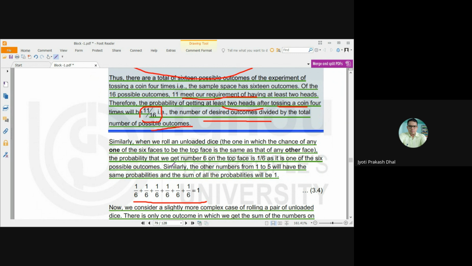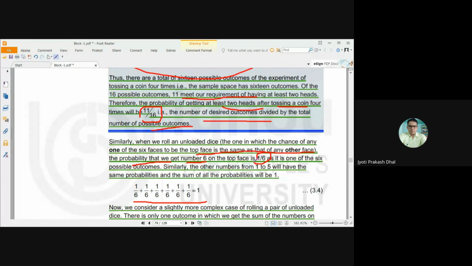Similarly, when you roll an unloaded dice, we know that the dice has 6 faces. That is the one in which the chance of any one of the 6 faces to be on the top face is the same as that of the other faces. So the probability that we get number 6 on the top face is 1 by 6, because the dice has 6 faces.